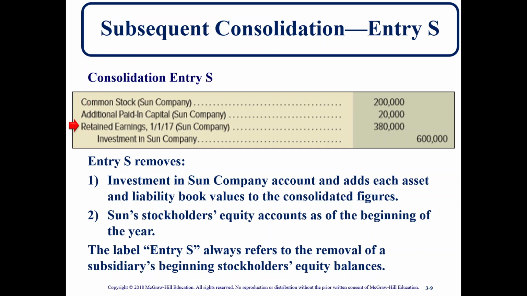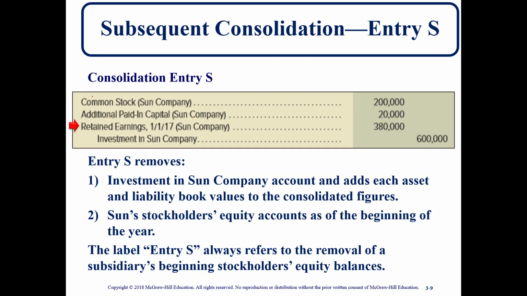So we need to get rid of Son Company's common stock. So we're going to debit. We're also going to debit additional paid-in capital. So whatever components are there under equity for Son Company, we are going to either debit or credit, whatever we need to do to get rid of it.